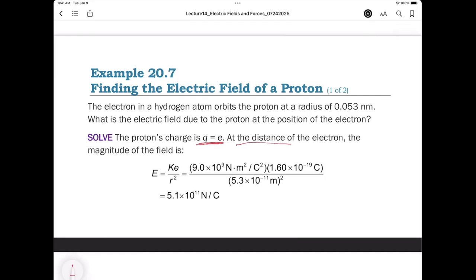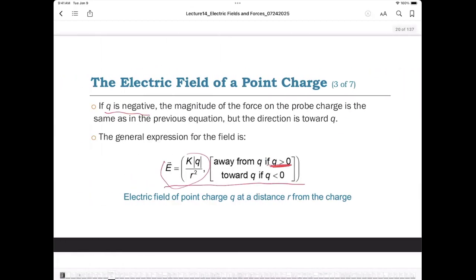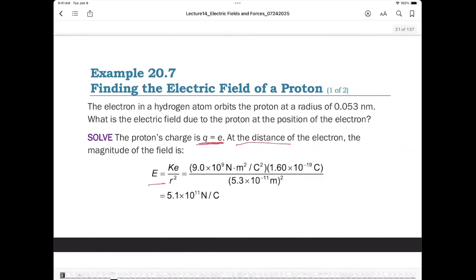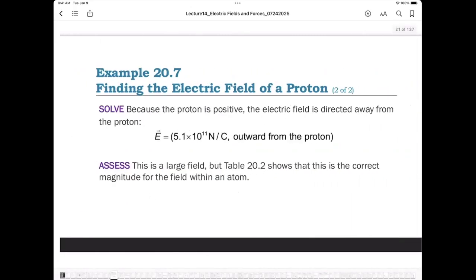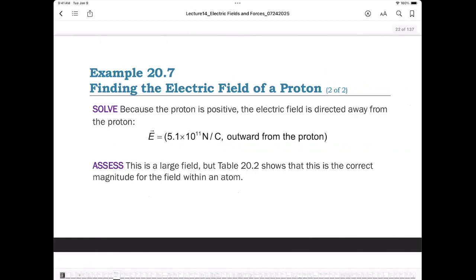At the distance of the electron, the magnitude of the field uses this equation. Using this equation to calculate the electric field magnitude, K e, we know the proton charge is e, and r here is the distance. Then we can get the electric field is this value. Because the proton is positive, the electric field is directly away from the proton, so the direction is outward from the proton. Does that make sense to you?